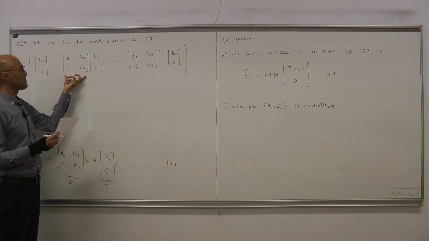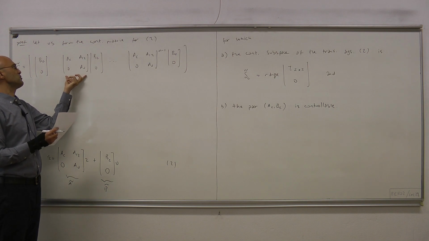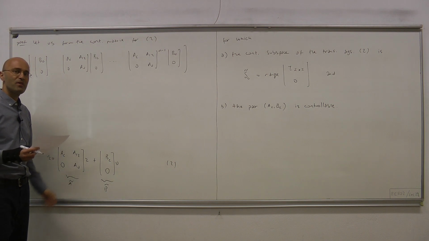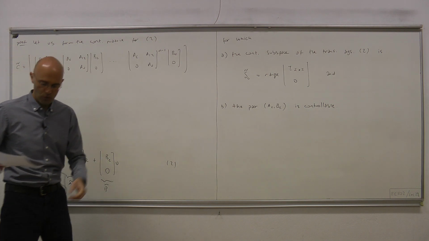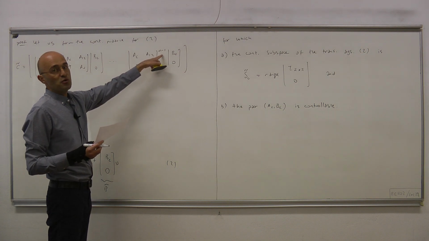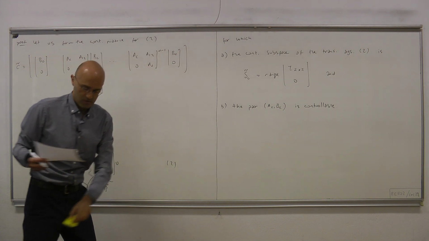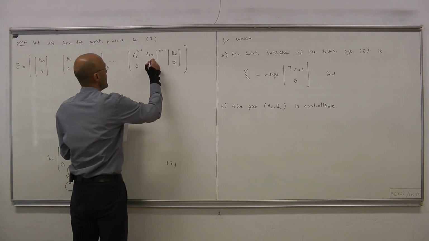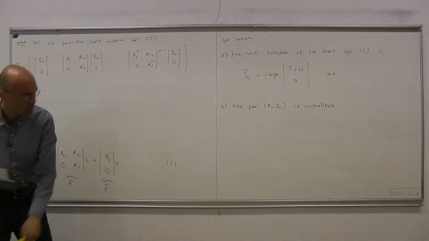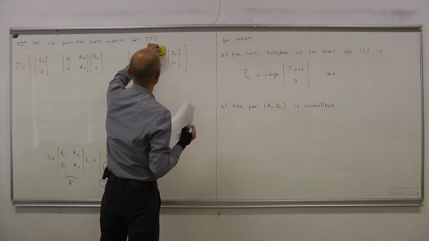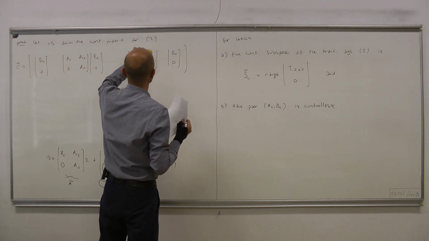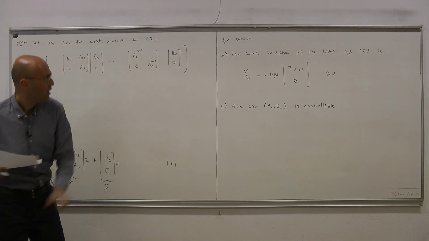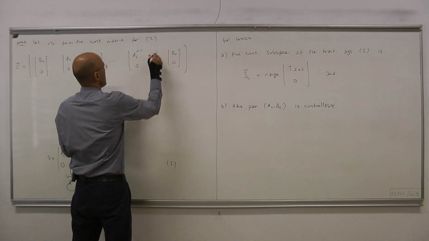Now, because this matrix has upper block triangular form, its powers also inherit that property. For instance, the n minus first power of this matrix is A_C^(n-1), A_U^(n-1), and here we have 0, and here we have I don't know what.